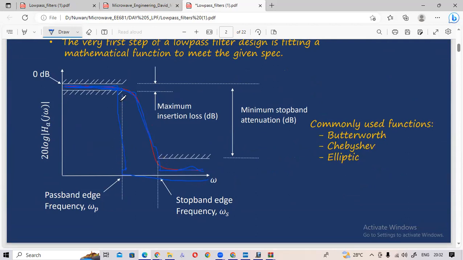There are some frequencies defined here. This frequency we call the stop band edge frequency, and this is called the pass band edge frequency. For your design, these should be given, or you have to decide them according to the application. Based on our requirement, we can define these.